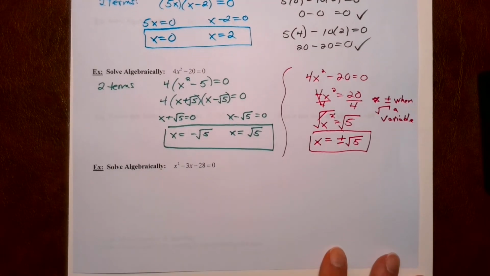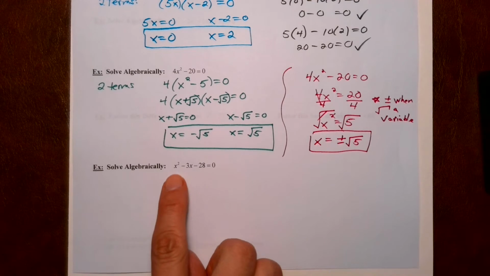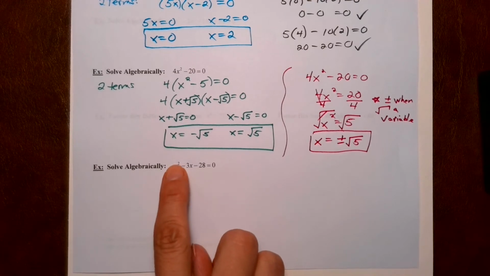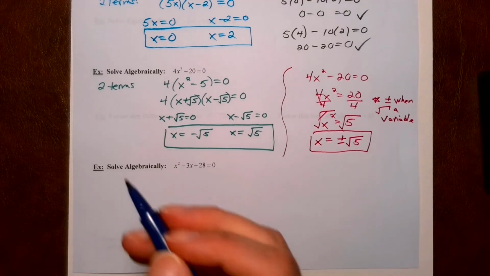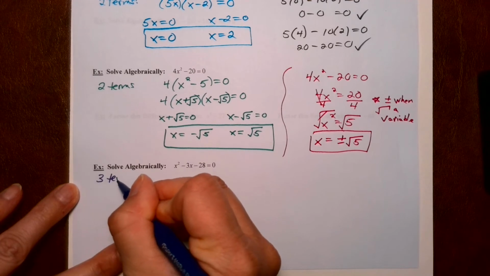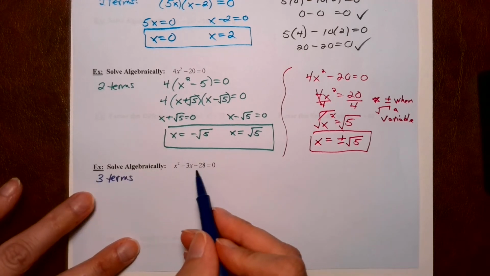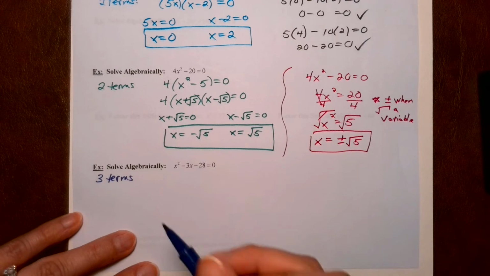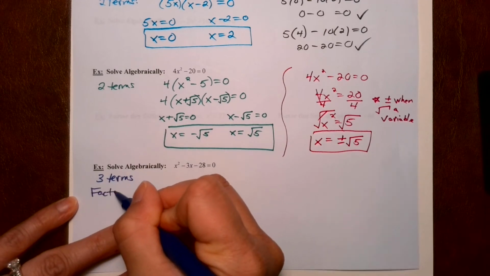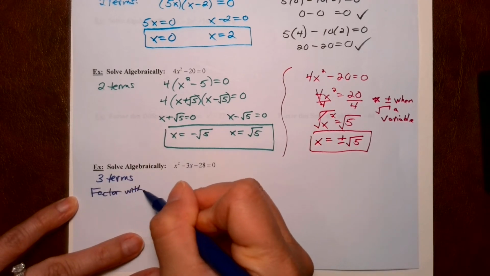This next one right here, finally we have a 3-term equation. It's a quadratic with 3 terms. Let's just write that down. This one has 3 terms. And so the factoring is going to get a little more fun. So let's factor with an MA table.